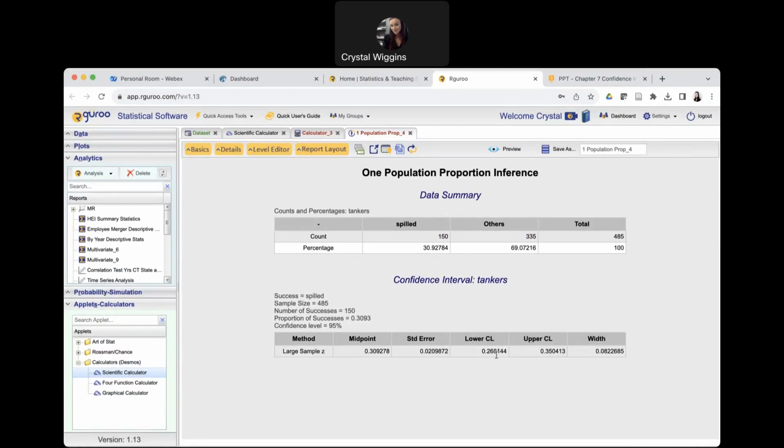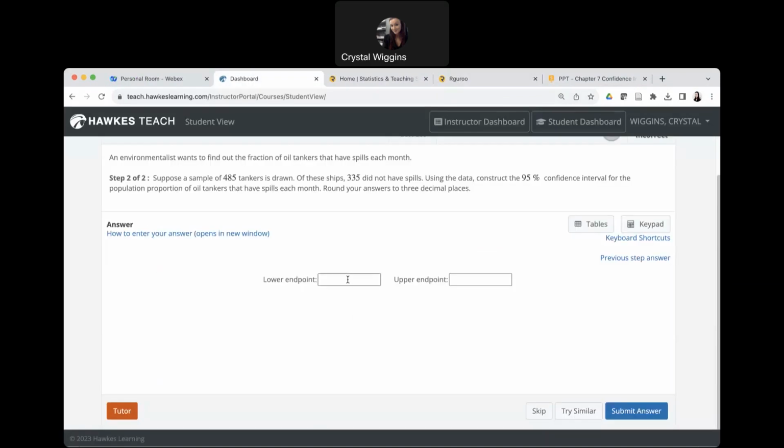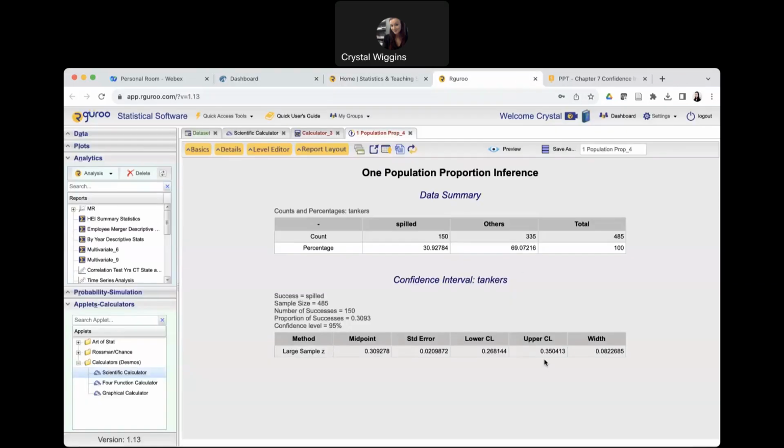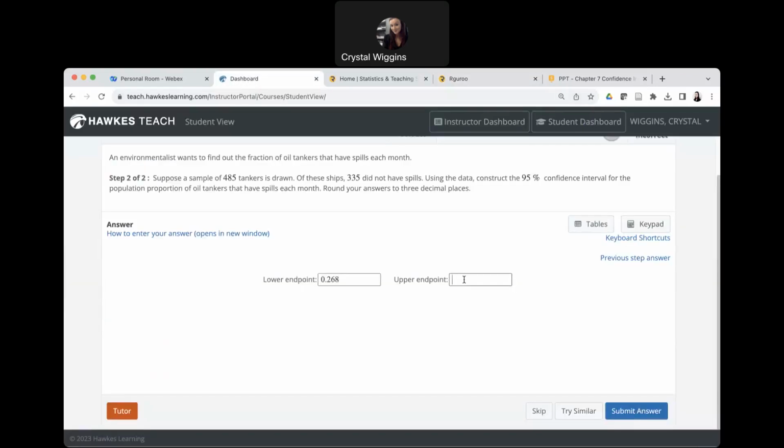So I am going to put 0.268 as my lower limit, and my upper limit is 0.350. And essentially, the interpretation would state that I am 95% confident that the population proportion for tankers that spill falls within approximately 27% to 35%.